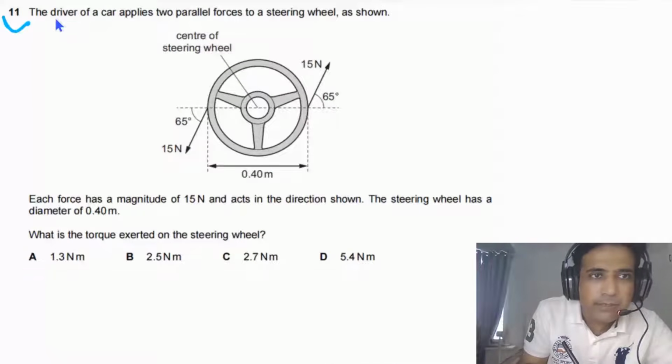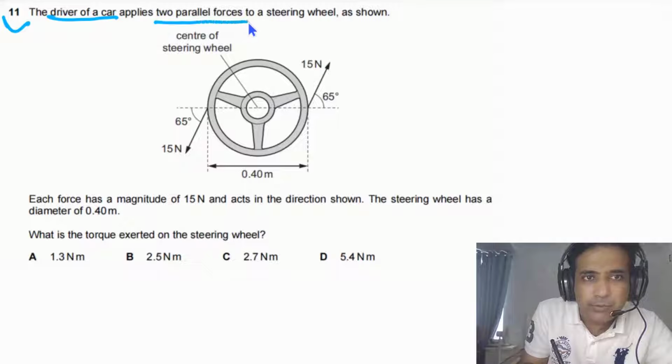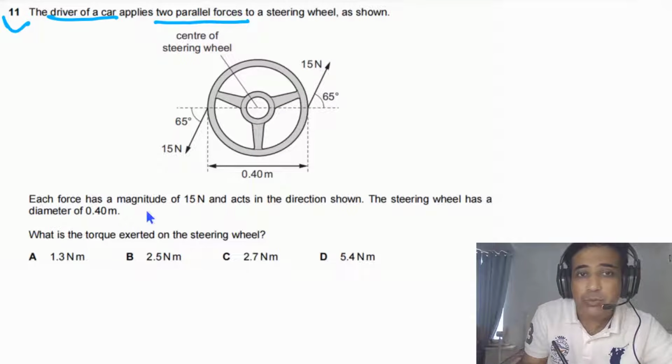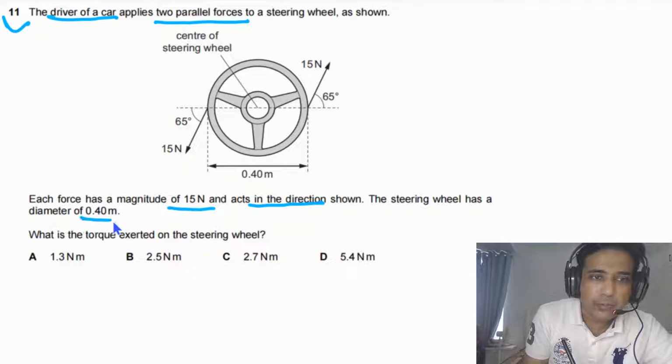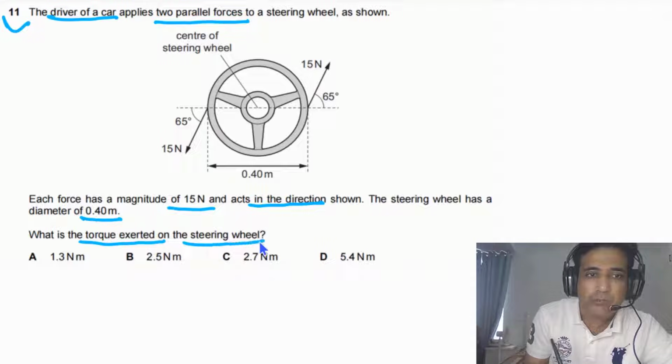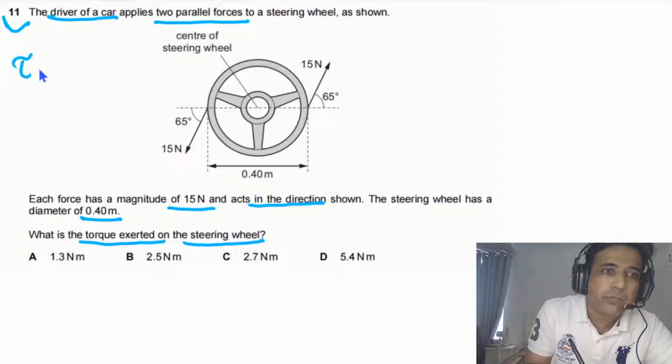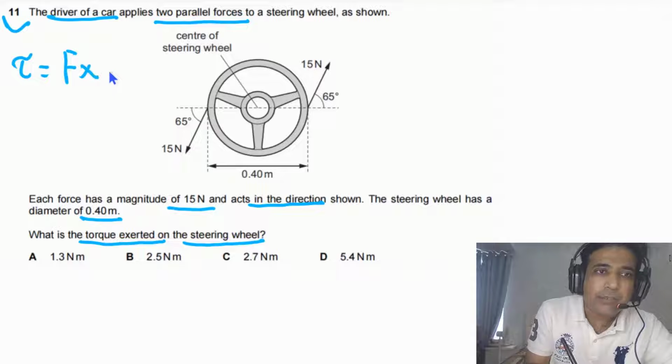Question 11 says the driver of a car applies two parallel forces to a steering wheel as shown in the figure. Each force has a magnitude of 15 newtons and acts in the direction shown in the figure. The steering wheel has a diameter of 0.40 meters. What is the torque exerted on the steering wheel? In this case, the torque of a couple, we can calculate simply as one force times the perpendicular distance between the forces.